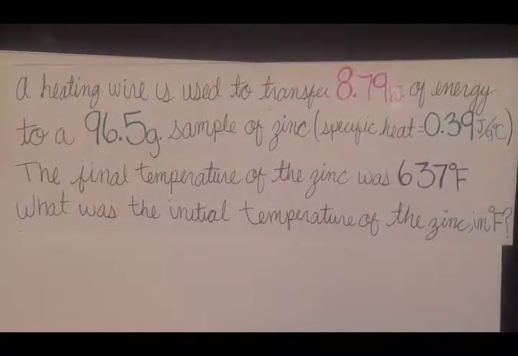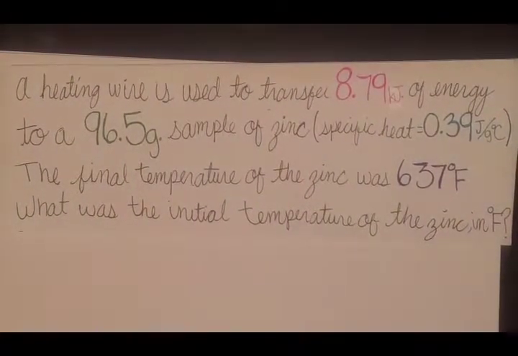Okay, so the problem we were given is a heating wire is used to transfer 8.79 kilojoules of energy to a 96.5 gram sample of zinc. The specific heat of the zinc is 0.39 joules per gram degrees Celsius. The final temperature of the zinc was 637 degrees Fahrenheit. What was the initial temperature of the zinc in degrees Fahrenheit?